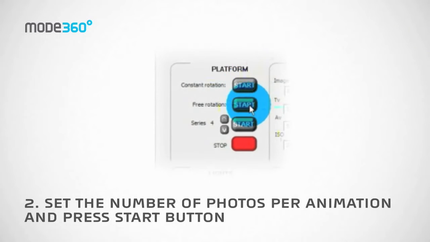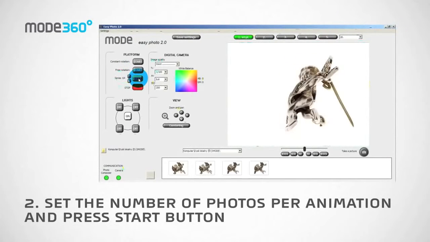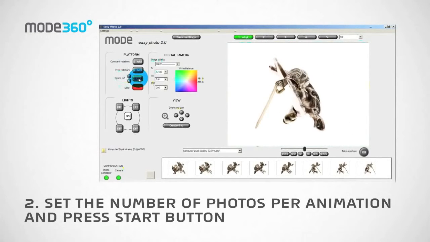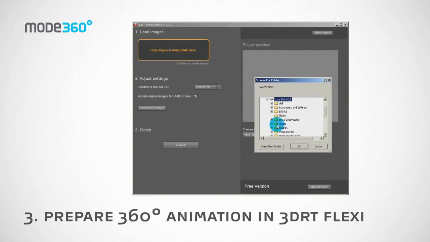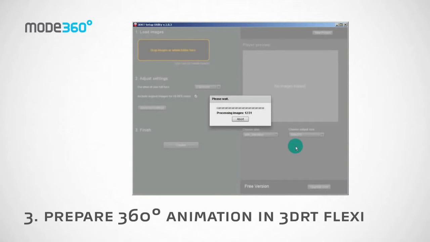Next, set the number of photos per animation and press the Start button. Photo Composer will start collecting pictures. You will hear the sound after it's done. Next, run the 3DRT Flexi software and set up your animation. Drop the image files or folder containing it onto the program window.